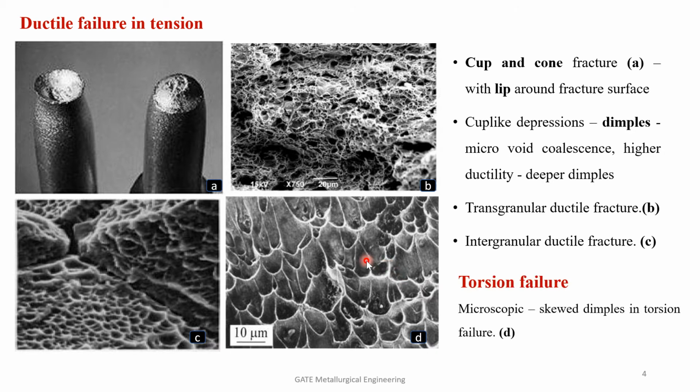This is torsion failure. When such a material is subjected to a torsion force, we can see that the dimples that were there become somewhat elongated. These elongated dimples are known as skewed dimples. So please keep in mind that ductile failure in tension will give rise to dimples, and skewed dimples can be obtained in case of torsion failure. So I hope this is clear to all of you.